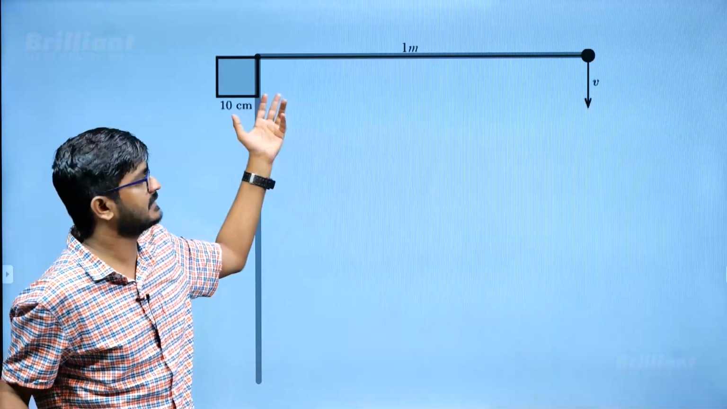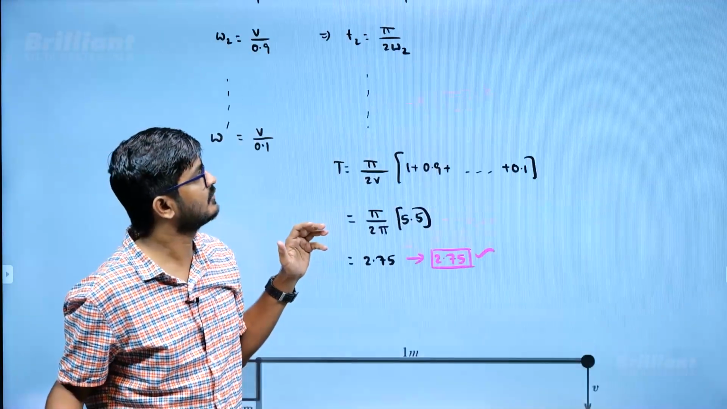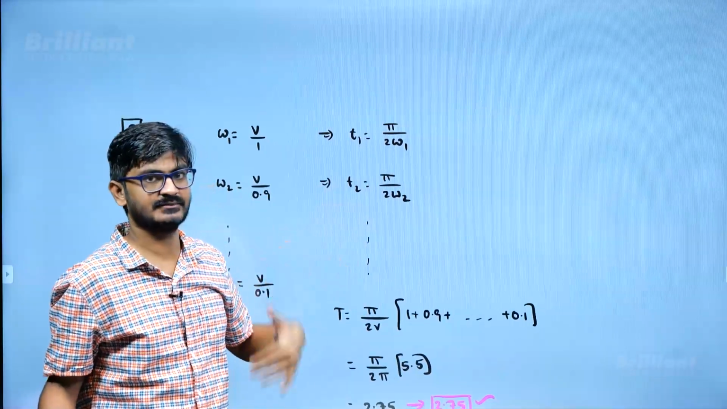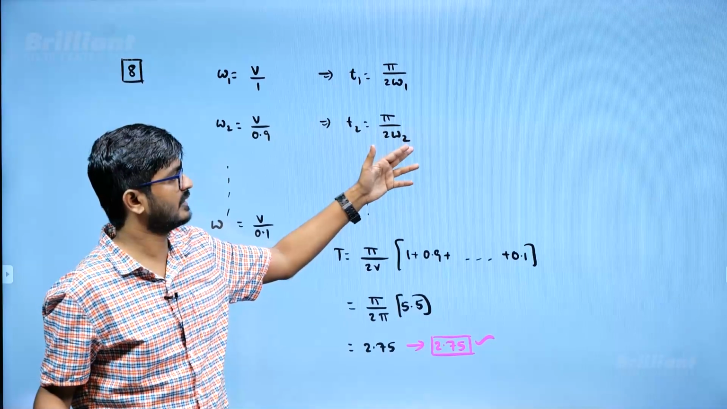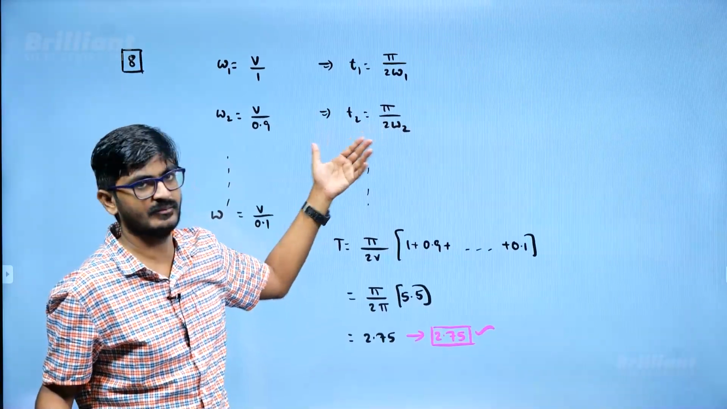Its angle is pi by 2 and angular velocity is omega 1, let me say. So the time taken is pi by 2 by omega 1. Now in the second case, pi by 2 by omega 2, in the third case, pi by 2 by omega 3, and so on.